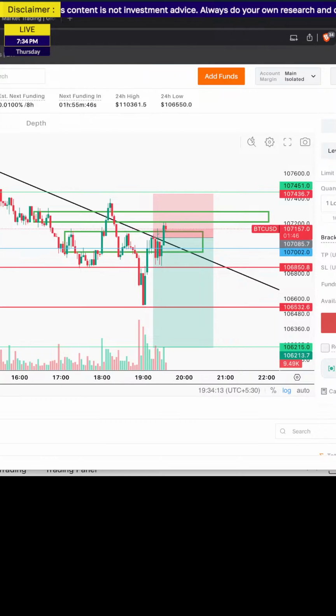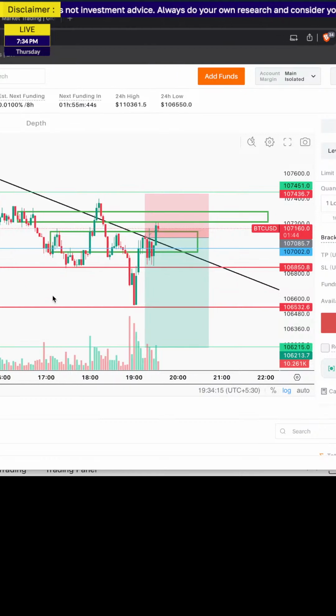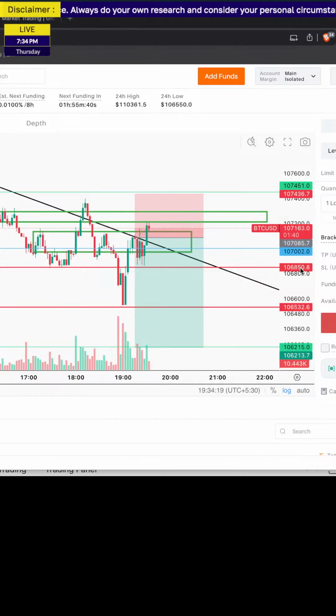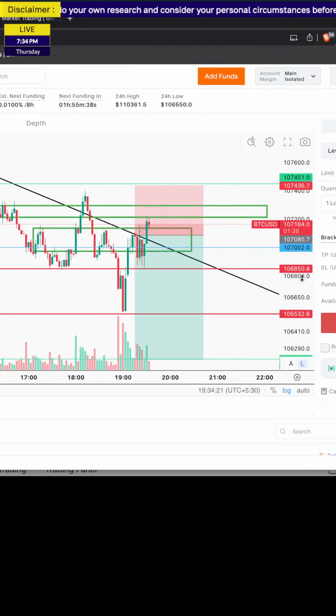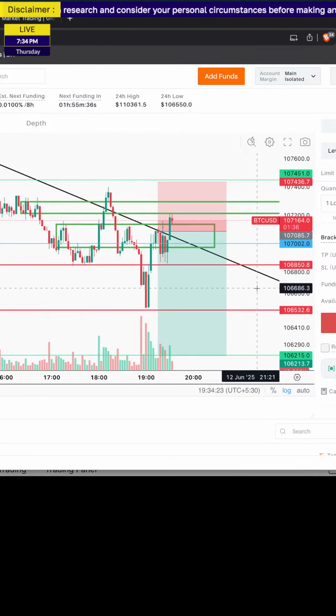Other indices and all, nothing, traders. If there is any interesting setup, definitely I would have spoken about it. As of now, this BTC is the only setup.